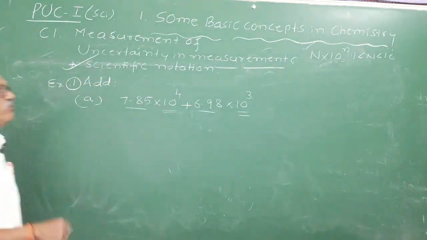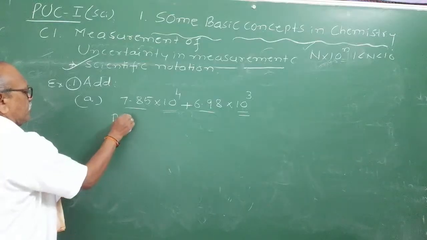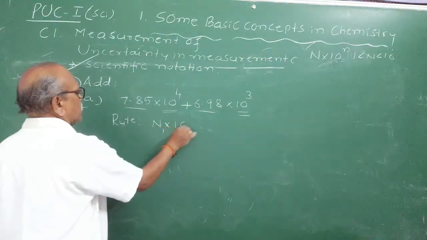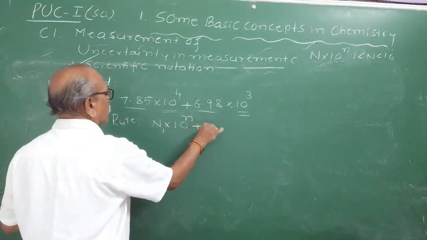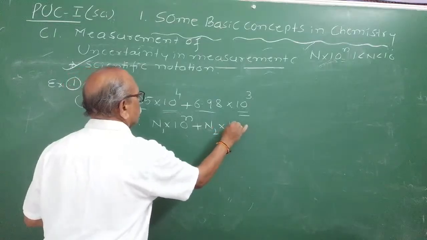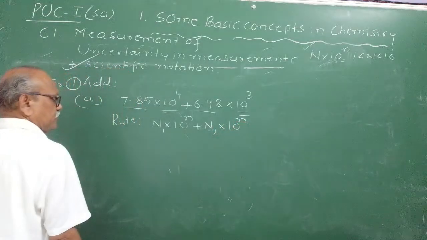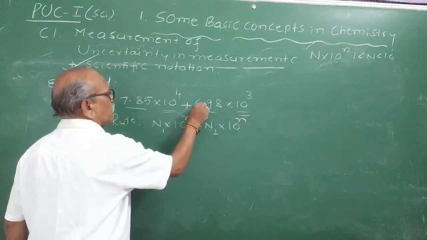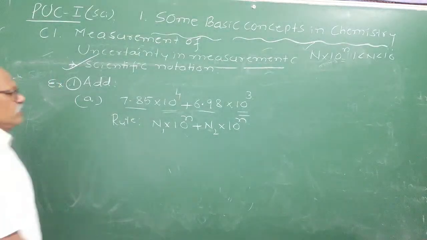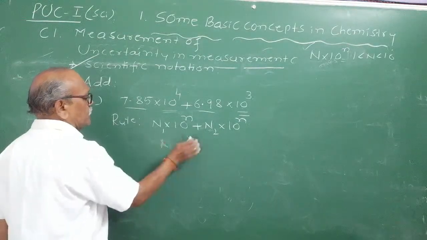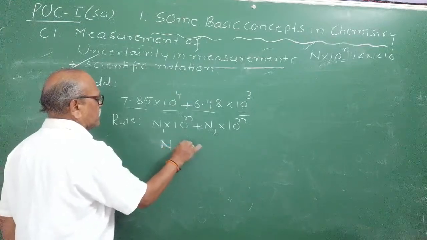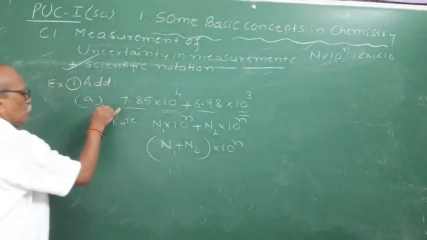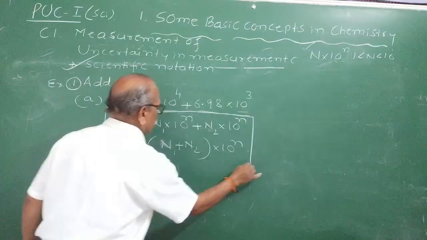To add any two numbers, there is a rule. Remember the rule in it. The rule is, you have to make the powers the same: n1 into 10 raised to m plus n2 into 10 raised to n. You have to make the power of this one n by using scientific notation. Then you can take 10 raised to n common, and you will get n1 plus n2 into 10 raised to n. This is the trick or rule to solve addition or subtraction.